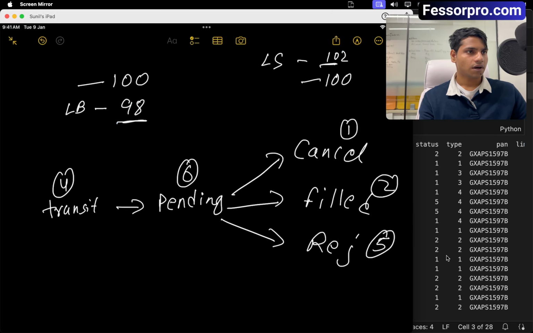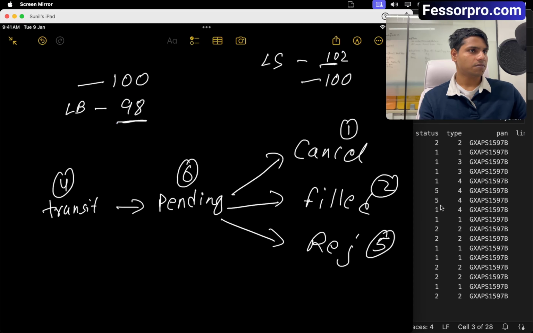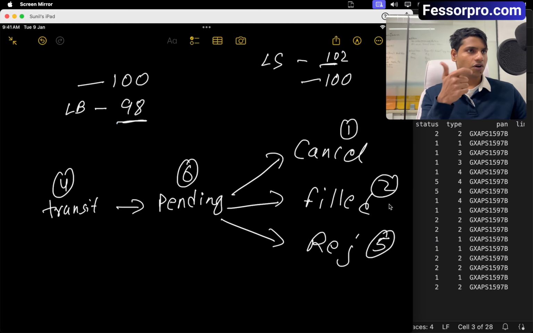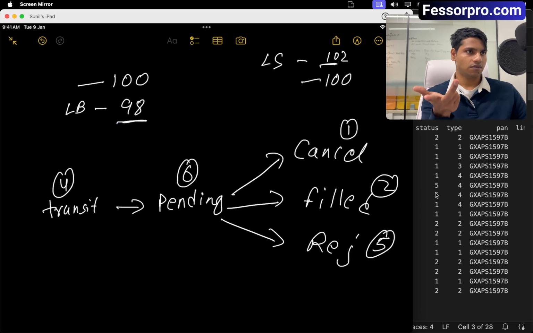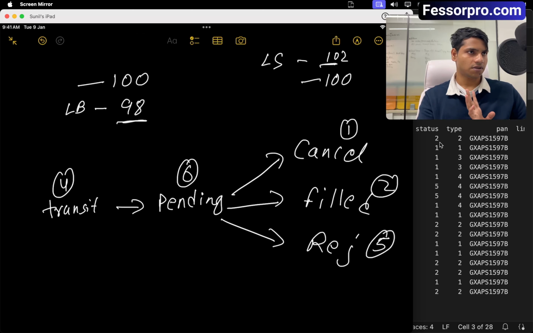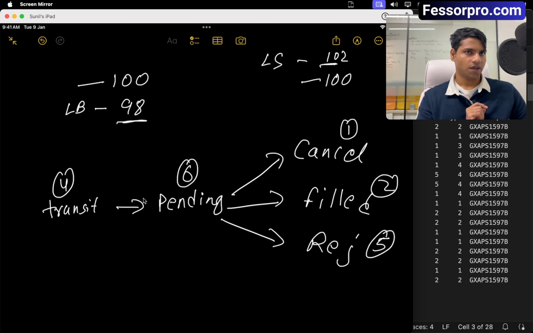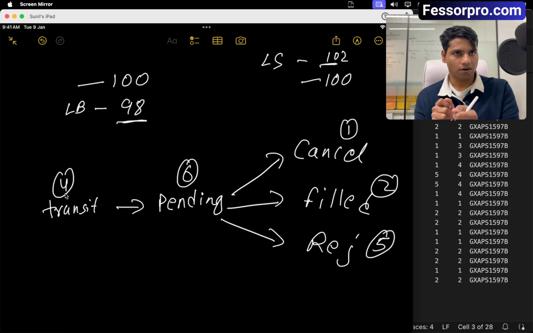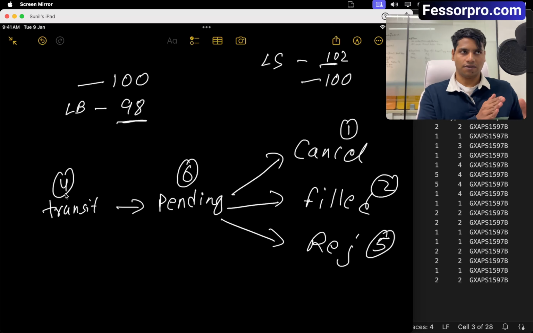So these are the only possible values you see. Either you see 2, or 5, or 1. These are the three possible numbers that you see, because when you place an order, the order remains in 4 for only a millisecond. Instantly, it is either converted to pending or it is rejected.